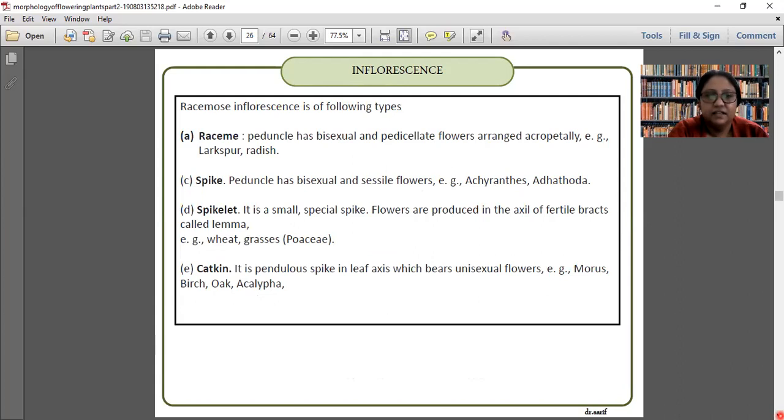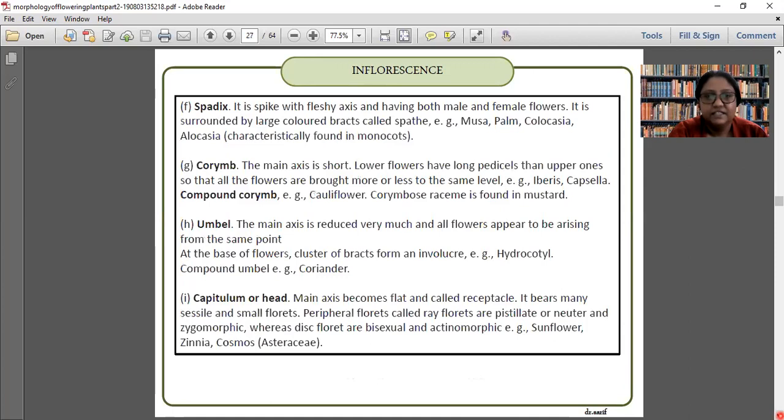Adathoda is spike. Spikelet is present in grasses, any kind, wheat or grass. Catkin is present in oak plant. Spadix is present in musa. Musa is banana or colocasia. Colocasia is the plant which is used for patra.